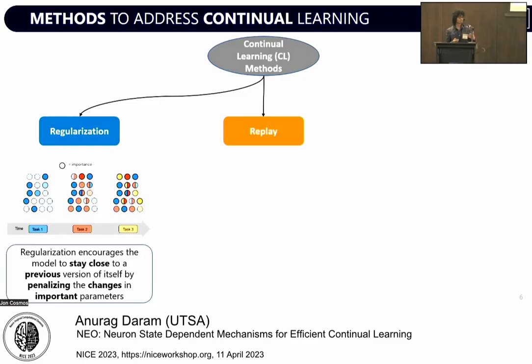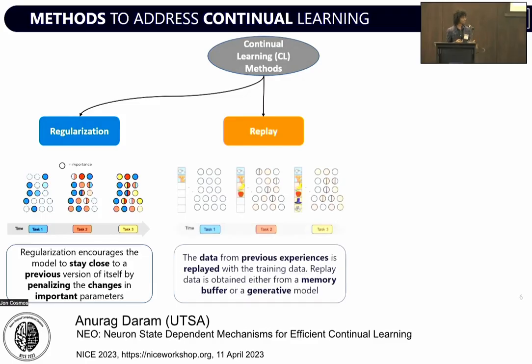And the next approach is replay based. In these kinds of approaches, the previously learned experiences or samples are either stored in a memory buffer or generated using a generative model. And then these experiences are interleaved while training on the current task. What this enables is that the model is exposed to previously learned experiences while learning newer tasks, and this enables it to generalize across all the tasks.